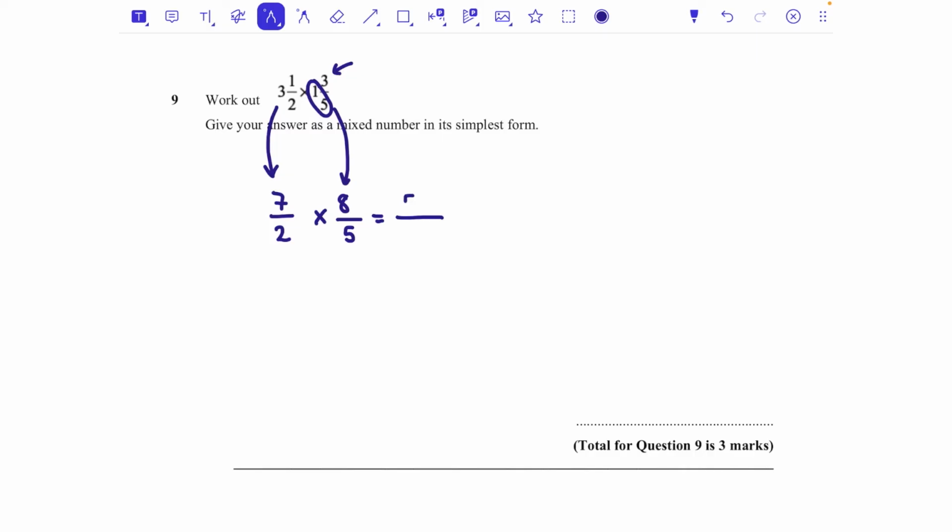7 times 8 is 56, and 2 times 5 is 10. How many 10s go into 56? Well, that fits in 5 whole times, with 6 left over out of 10. However, we would lose a mark for this because we've been asked to give it in its simplest form. And that fraction, 6/10, can be simplified to 3/5. So we're going to leave our final answer as 5 3/5 for 3 marks.